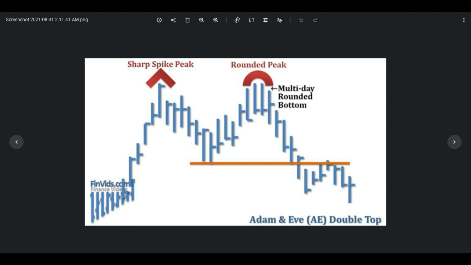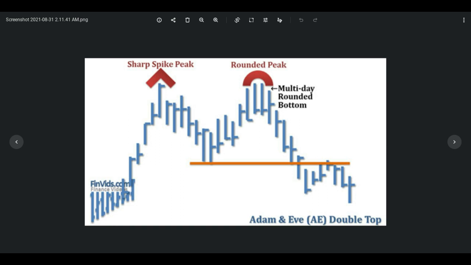Now, what you're looking at on the screen is chart pattern number 13, Adam and Eve, a double top. And so the directional bias of these candles is bearish. The pattern type is a reversal. This is letting you know when the market is going to reverse.